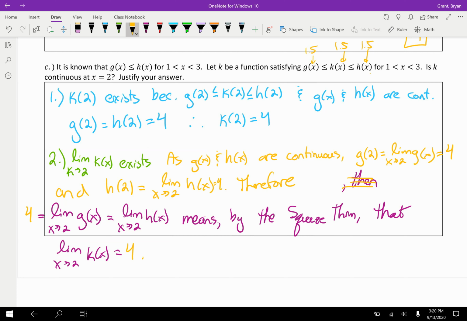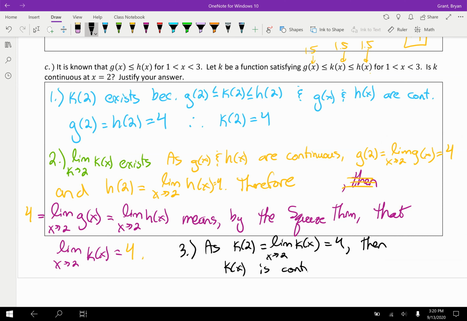But is that enough? Are we done? We showed that there's a point there. We showed that there's a limit there. Oh wait, I think there's one last part, and this is really our conclusion here. So as k of 2, we saw that up here, as k of 2 equals the limit as x approaches 2 of k of x, that's this piece right here, equals 4. This is a really easy statement to show that the point is in the same spot as the limit. As that, then k of x is continuous at x equals 2.